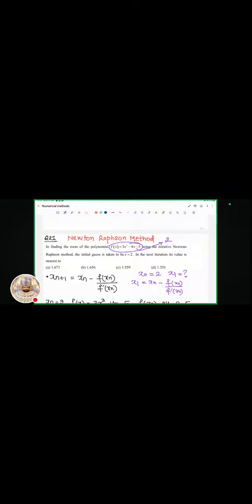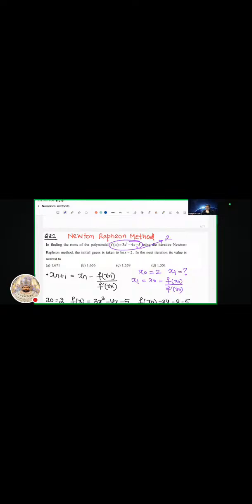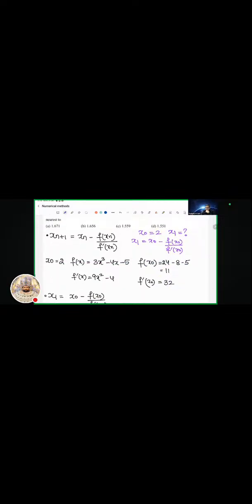11. Everyone done? 11 aya? 11. You got 11. Okay. Now, I have to differentiate. If I differentiate this, you get 9x square minus 4. Now I put 2 in this. So if you put 2 in this, 9 into 4, 36. 36 minus 4 is 32. So I get 32.